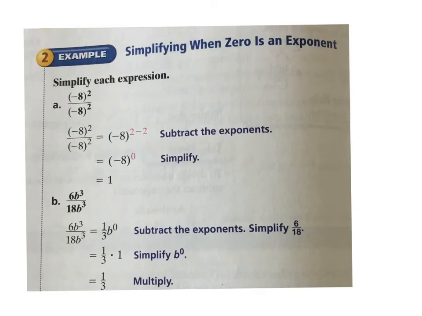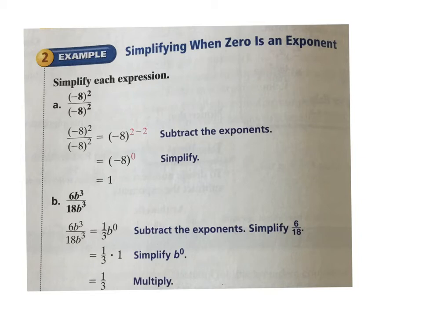So here we have another example. Simplify each expression. Negative 8 squared over negative 8 squared. You should recognize the same thing divided by itself makes it 1, but technically negative 8 to the 2 minus 2, which is negative 8 to the 0, which is defined as 1. That's pretty much why it works.